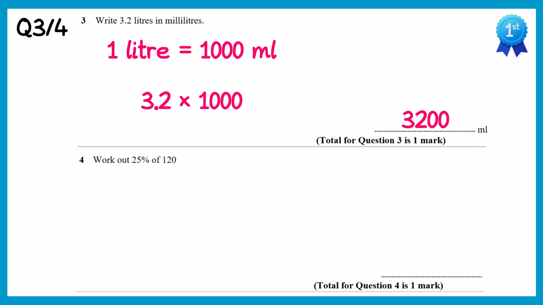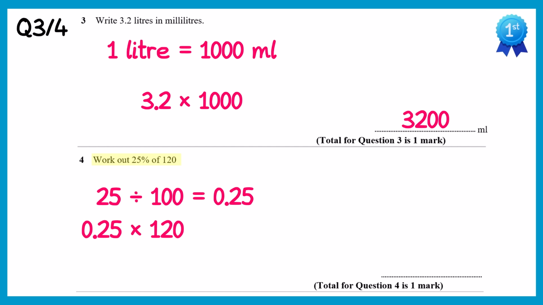In question 4, we need to work out 25% of 120. There are a couple of ways you could do this. One way is to turn 25% into a decimal multiplier. To do this, you divide it by 100. 25 divided by 100 using your calculator gives you 0.25. You can then multiply this by the number in the question. So 0.25 multiplied by 120 gives you the answer 30, and that's the answer to the question. You may also know that 25% is the same as 1/4, so you could do 120 divided by 4.